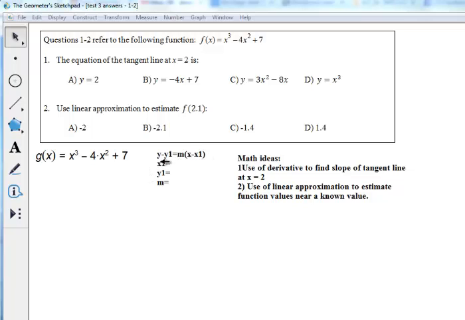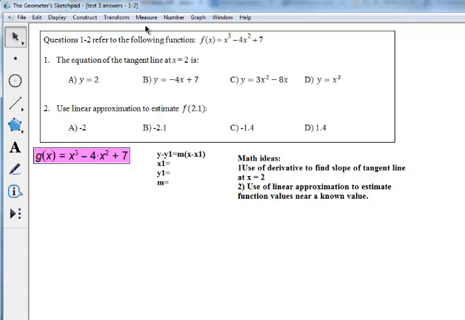So what we need to do is to identify an x1, a y1, and then m being the slope of that tangent line. So the x1 is going to be 2, and the y1 is the value when you put 2 in for x. So we have 2 cubed is 8 minus 16, which would be negative 8, plus 7, so it would be negative 1.